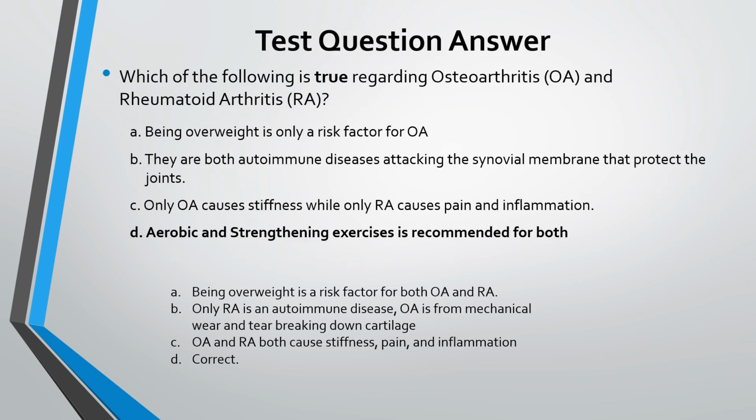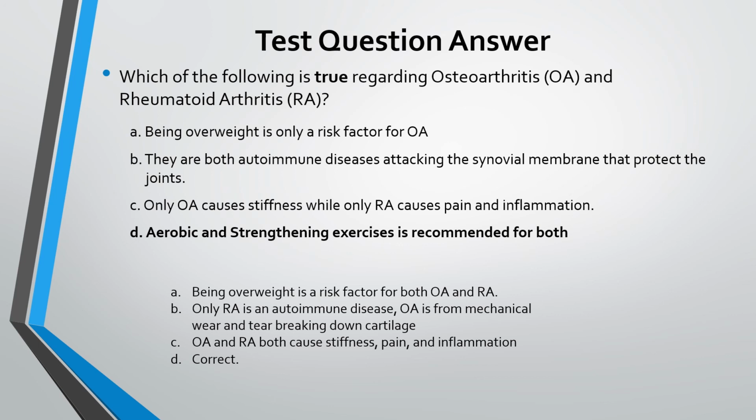So the correct answer is D, aerobic and strengthening exercises is recommended for both osteoarthritis and rheumatoid arthritis. So A is incorrect because being overweight is a risk factor for both osteoarthritis and rheumatoid arthritis. Sometimes people might get that confused just because rheumatoid arthritis is an autoimmune disease, but the obesity can definitely make it worse and is still a risk factor for it.